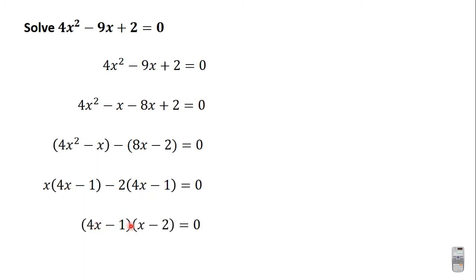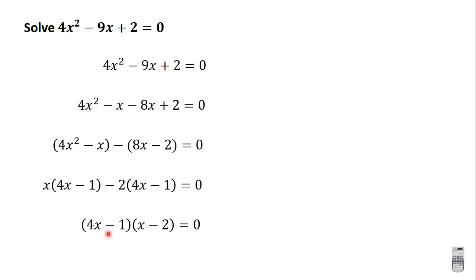We have 4x minus 1 in one bracket. Then we have x minus 2. So we put x minus 2 in another bracket. So we have 4x minus 1 in one bracket times x minus 2 in another bracket. And this is equal to 0. Now we can solve this quadratic equation because we have factorized the quadratic expression in the equation.